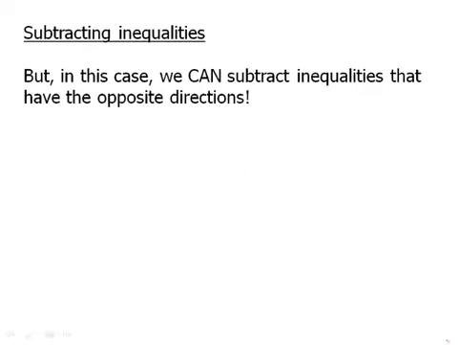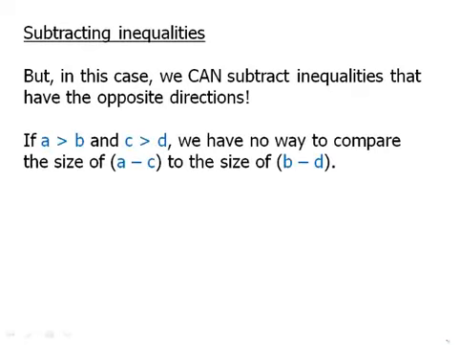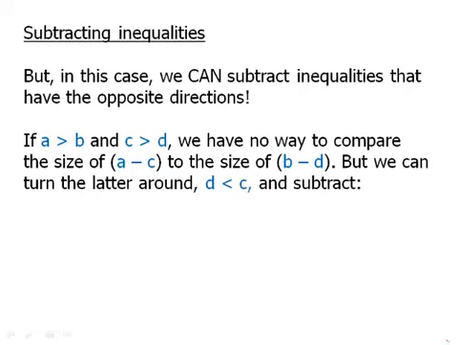But we can subtract inequalities that have opposite directions. So if a is greater than b and c is greater than d, we have no way to compare the size of a minus c to the size of b minus d. If we do big minus big and small minus small, it's hard to say how that's going to compare. But we can turn the latter around, make it d minus c, and then we can subtract. a minus d is greater than b minus c. So in other words, big minus small is always going to be greater than small minus big. So this works.